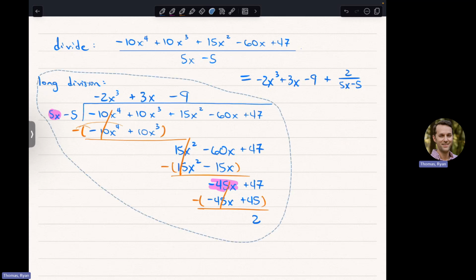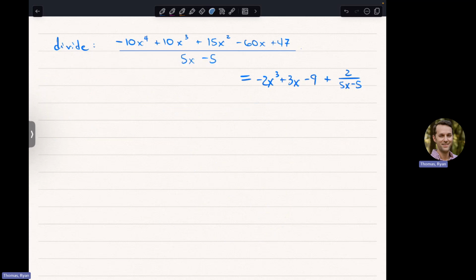You can pause or whatever if you're still trying to copy stuff down, but I'm going to make some room. Here's what this looks like by synthetic. So for synthetic division, we just take the coefficients. So negative 10 for x to the fourth, 10x cubed, 15x squared, negative 60x, and 47. Draw my little box thingy.